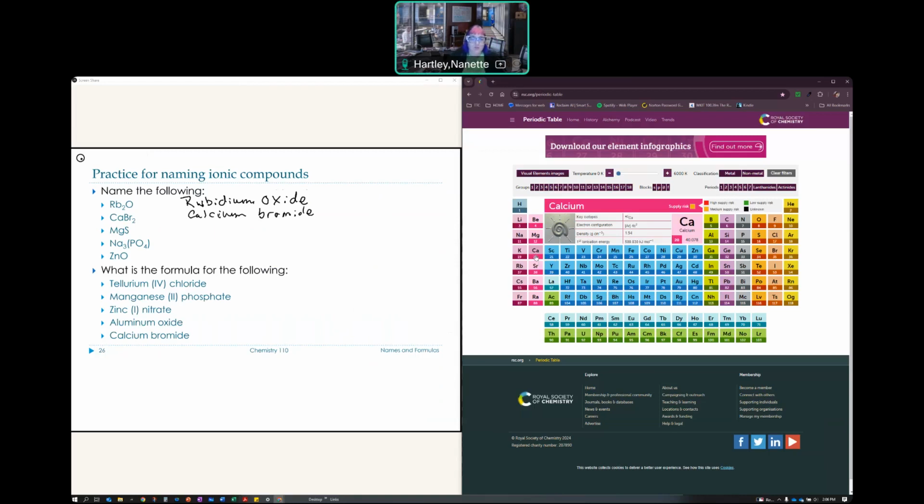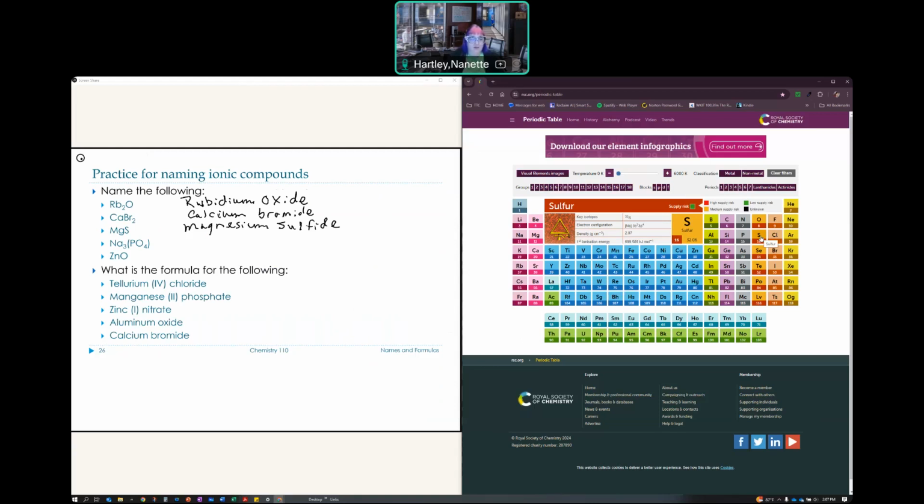Okay. Next one that we're talking about is Mg and S. So we can find Mg on the table, and that's magnesium. And then we have to find S, and S is over here. He's sulfur, but remember, he becomes a sulfide because he's the second one in there. Magnesium sulfide. And again, I don't need to indicate how many there are because that is determined by those charges.